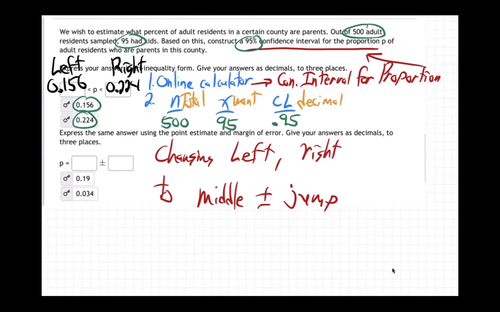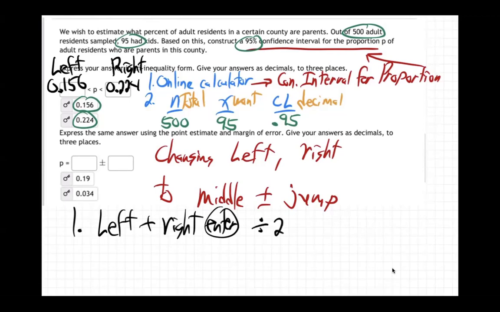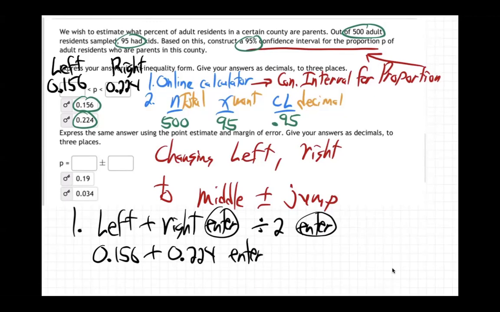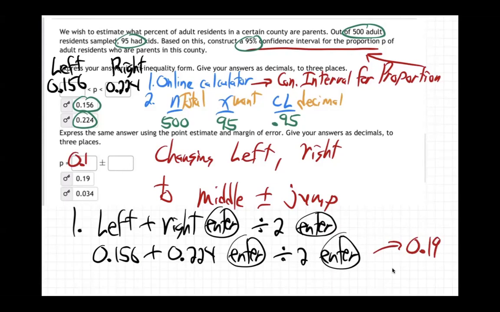So I'm going to take that left number and do what they said. So what did they say to do? Step number 1, take the left plus the right and hit enter on your calculator and divide by 2 and hit enter again. So I'm going to go 0.156 plus 0.224. Then I'm going to hit enter. Then I'm going to divide by 2, and hit enter again. And when you do, you will get the answer 0.19. That's this number right here, 0.19.